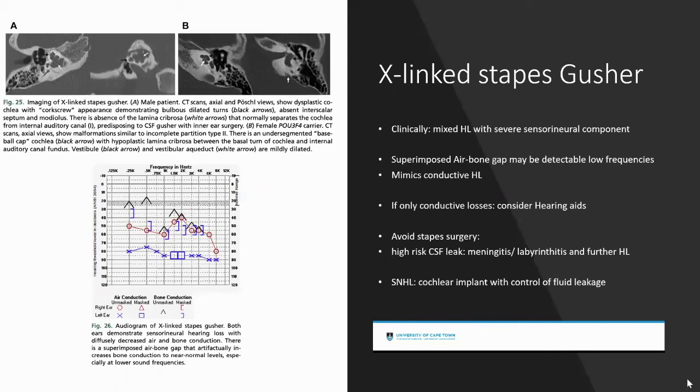And then if they've got sensory neural hearing loss, you might consider perhaps these patients need a cochlear implant, as long as you have control of fluid leakage at the time of surgery.